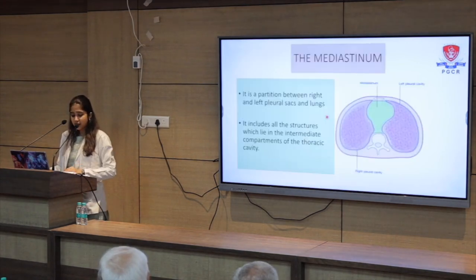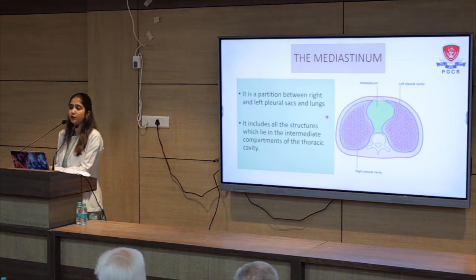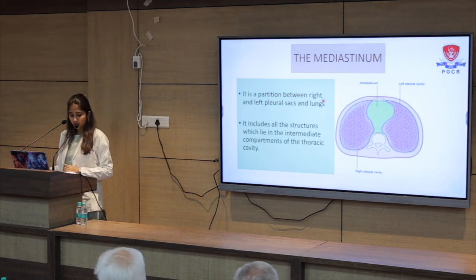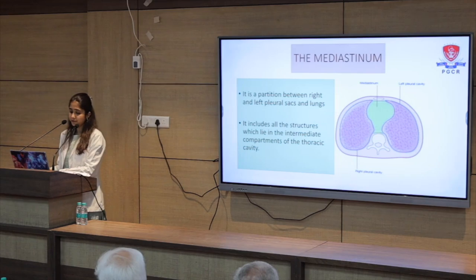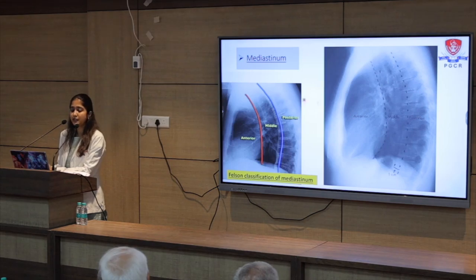Now the mediastinum. It lies in the midline of the chest between the pleura of each lung and extends anteriorly to posteriorly from the sternum to the vertebral column, and superiorly to inferiorly from the superior thoracic aperture to the diaphragm. Now we have two classifications. Firstly, I will discuss the Felson classification of the mediastinum, which divides the mediastinum into anterior, middle and posterior. And for this classification we need a lateral chest radiograph.